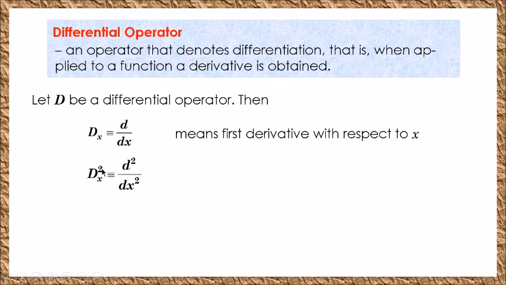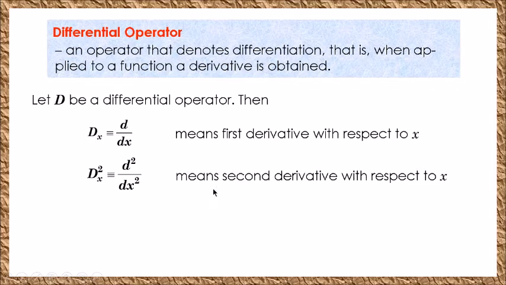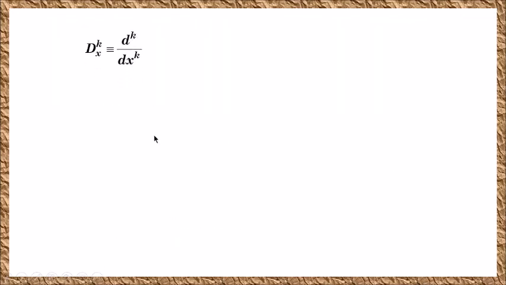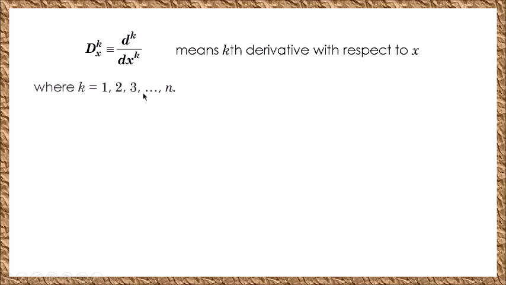D with superscript 2 and subscript x means second derivative with respect to x. D with superscript 3 and subscript x means third derivative with respect to x. And in general, D with superscript k and subscript x means kth derivative with respect to x, where k is equal to 1, 2, 3, all the way to n.